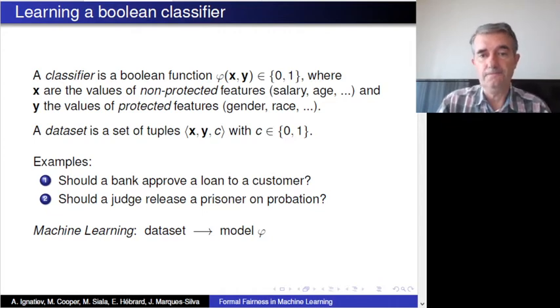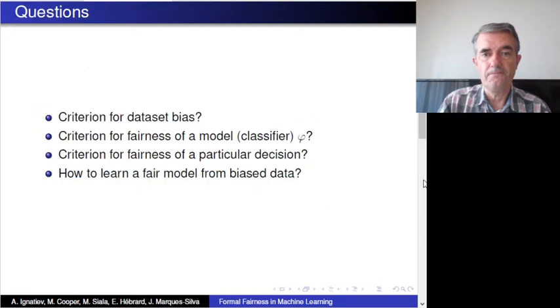or other protected features. One concrete example is whether a bank should approve a loan to a customer. We would hope that the model we learn would not take into account gender or race of the client. Before trying to construct a fair model from data, we have to ask certain questions like, what is a criterion for dataset bias, for fairness of a model, or fairness of a particular decision? And then we'll be able to go on to describe how to learn a fair model from possibly biased data.